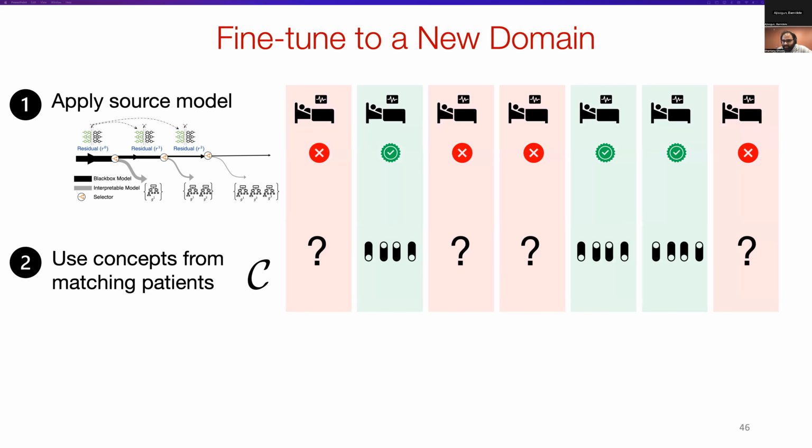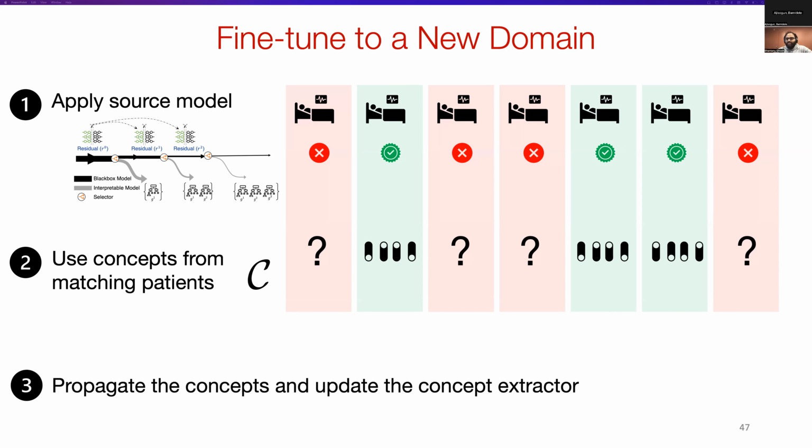We look into the concepts that are extracted for those correctly diagnosed samples, and we assume that those are the true concepts because the rules we extracted work well for them. For the other cases, the misclassified samples, we don't know the concepts. Now, this is a typical semi-supervised learning setup, and we use any off-the-shelf semi-supervised learning algorithm to create the pseudo concepts for all the different samples, and we propagate the concept labels by fine-tuning the concept extractor.